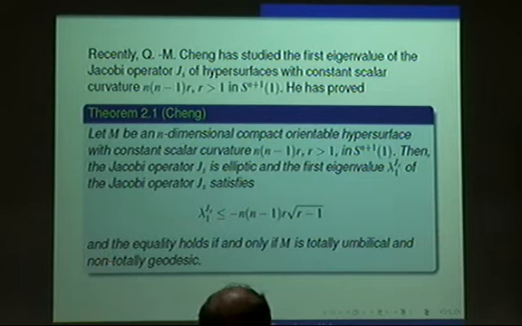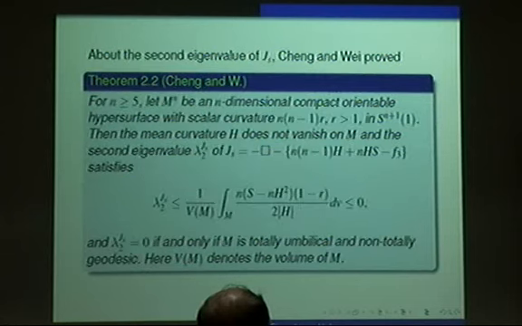So this result is about the first eigenvalue of the Jacobi operator of hypersurfaces with constant scalar curvature. Similarly, we can consider the second eigenvalue of this Jacobi operator. Chen and I proved this result about the second eigenvalue of this Jacobi operator.